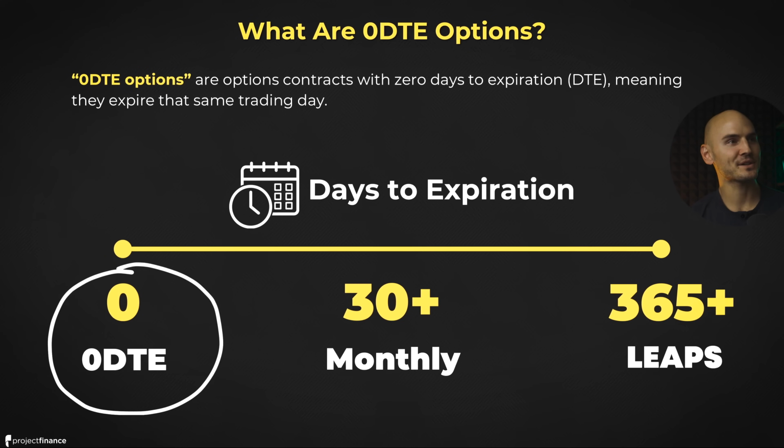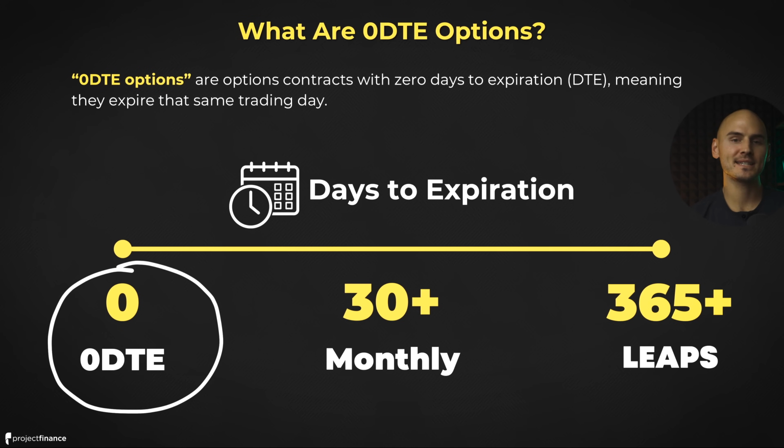So what are zero DTE options? Zero DTE options are option contracts with 0 days to expiration. In the options trading world, DTE is short for days to expiration, and zero DTE just means that these options are expiring the same day. When we go down to the zero DTE time frame, we are going to be looking at minute by minute performance in the market as opposed to daily, weekly, or monthly performance.